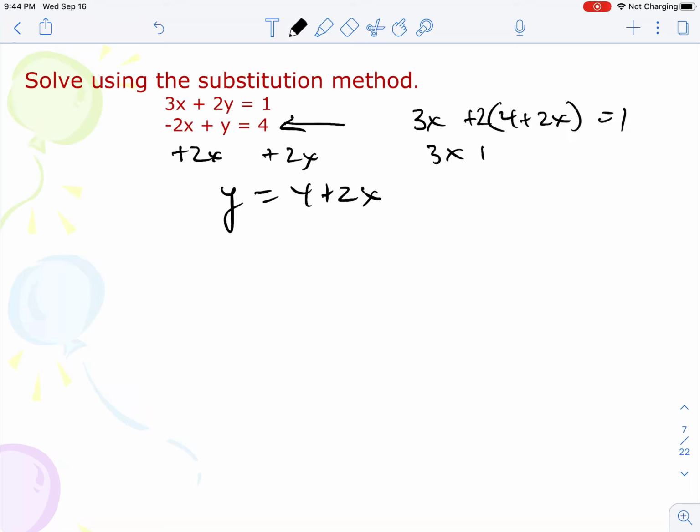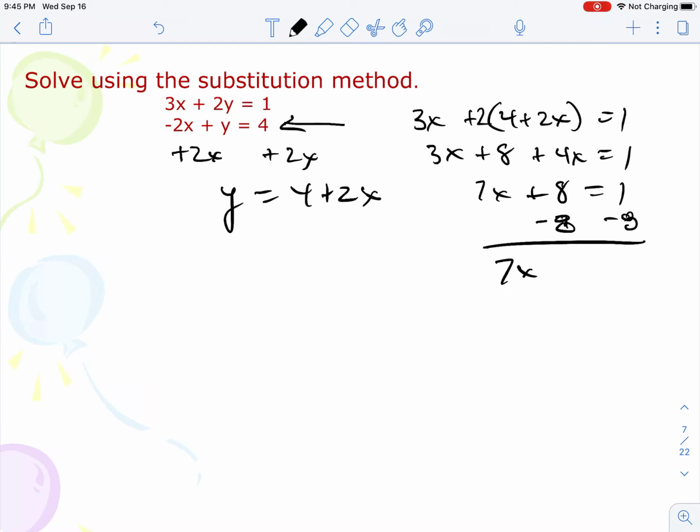So I get 3x plus 8 plus 4x equals 1. 3x plus 4x is 7x plus 8 equals 1. If I subtract 8, I end up with 7x equaling negative 7. If I divide by 7, I end up with x equals negative 1. That's my first variable. It's my x value.